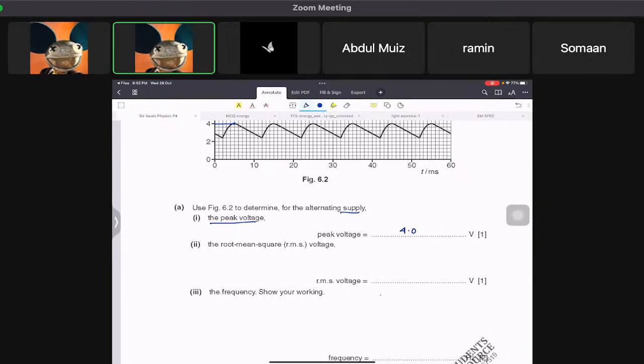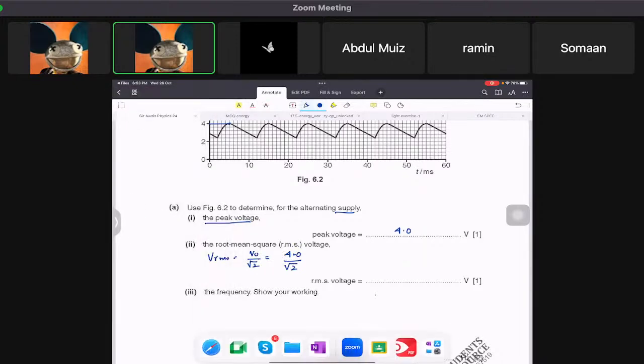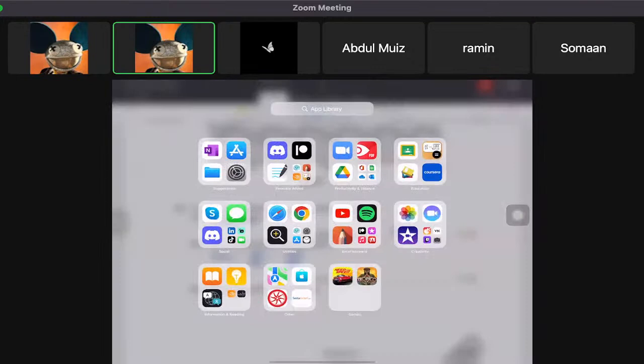The next thing they're saying is the root mean square value. So you know the peak voltage, right? Do you know how to find the RMS from the peak voltage? Do you know the formula for this? Anyone in this class? Divide by root of 2. Yeah, V naught divided by root of 2. So 4.0 divided by root 2. So again, free marks.